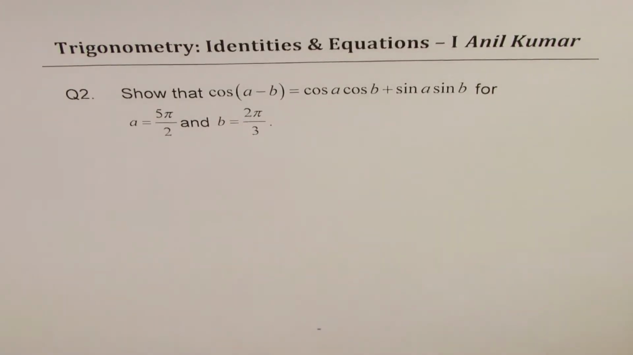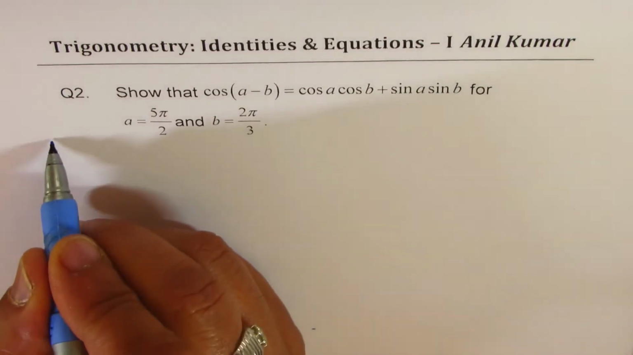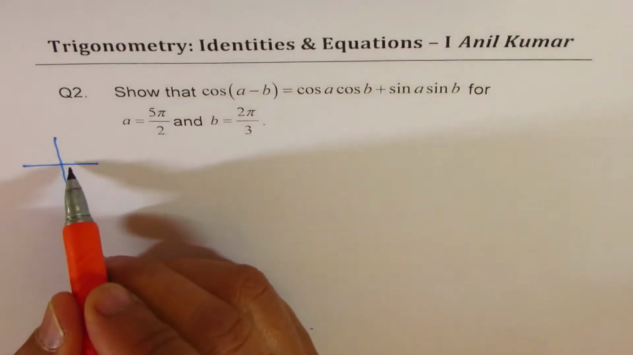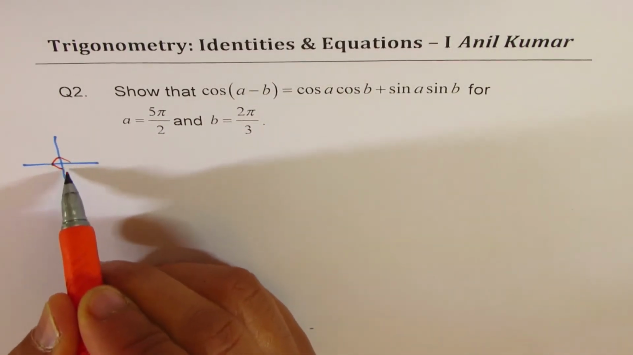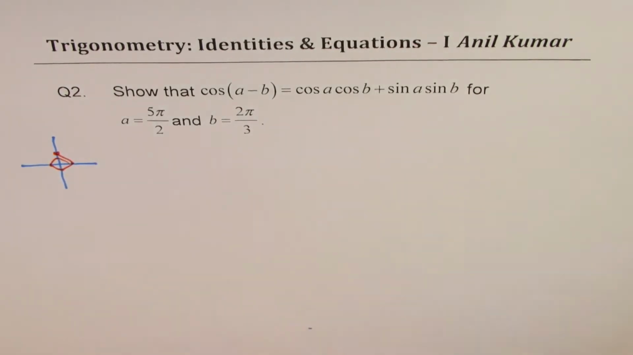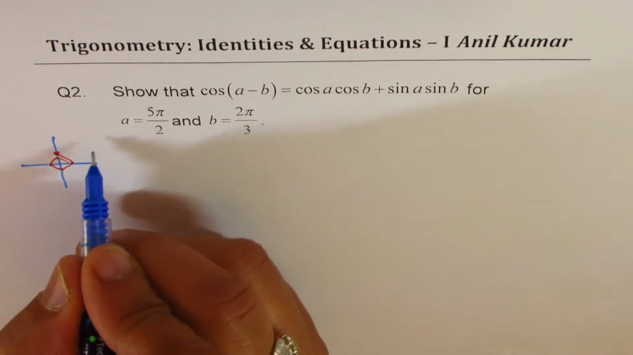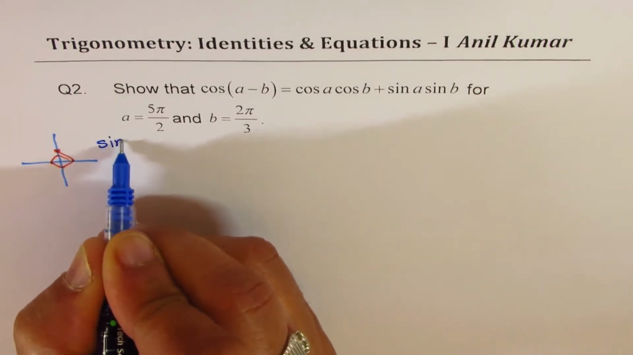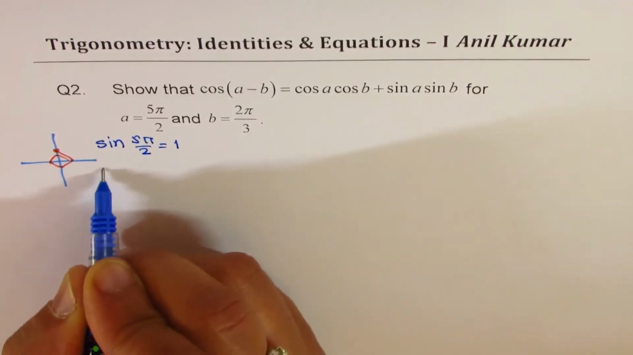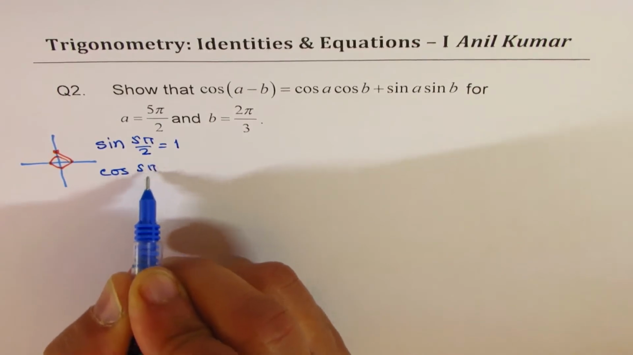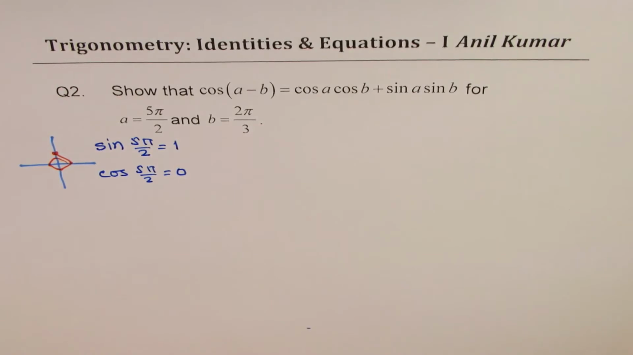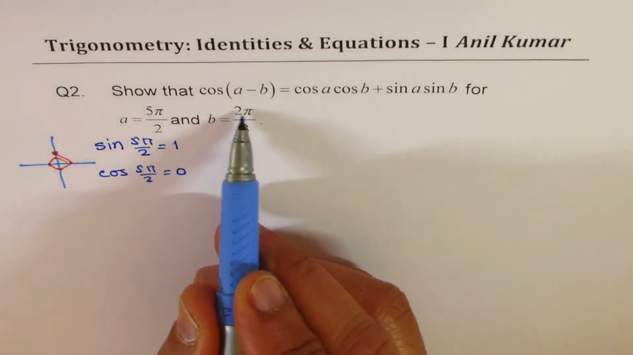Now if A is 5 pi by 2, then what is the location? Let's try to locate it. For A, we have 1 pi by 2, 2 pi by 2, 3 pi by 2, 4 pi by 2, 5 pi by 2. We're right there. In this particular case, what is sine A equal to? Sine 5 pi by 2 is going to be 1 and cos 5 pi by 2 is going to be 0. Right? Now let's look into the second part, which is B is 2 pi by 3.